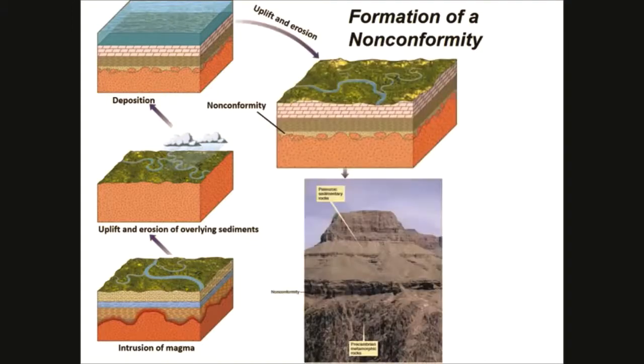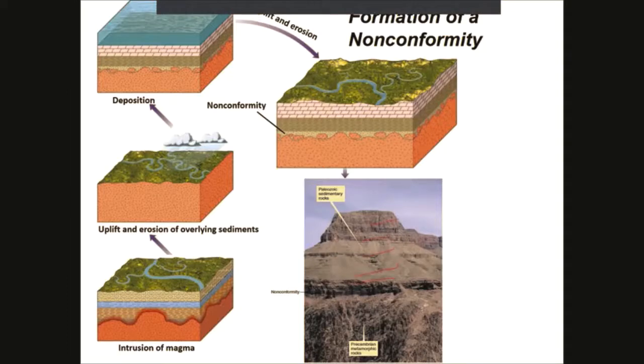And here's an example. Most places you go, there's a nonconformity because the really old rock in the continents is igneous or metamorphic rock from the Precambrian. And on top of it, younger sedimentary rocks are deposited. So these are Precambrian metamorphic rocks with younger sedimentary rocks deposited on top of them in this photo.